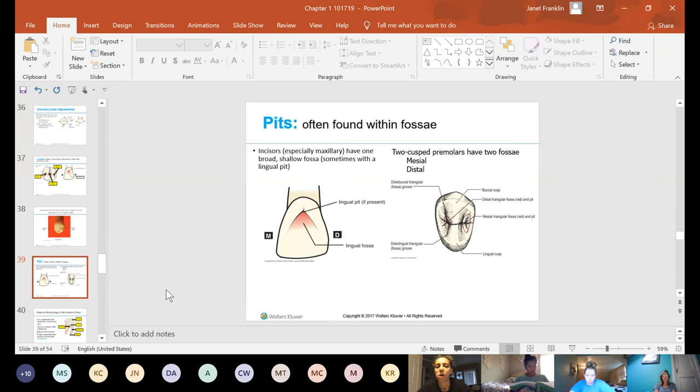Pits are often found within fossa. So the pits are usually at the bottom. Think of it almost like a drain or a sink, and you've got the water coming down into the fossa or into the drain area, and the center of the drain is the pit.